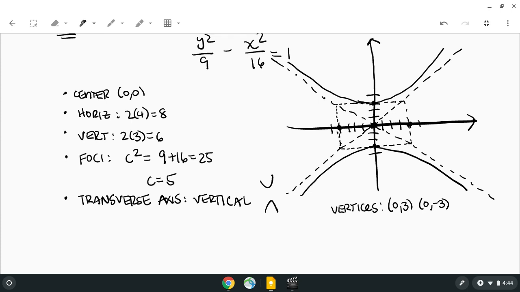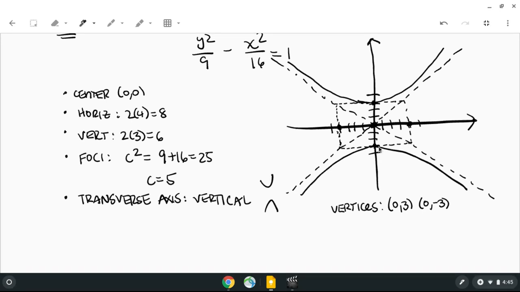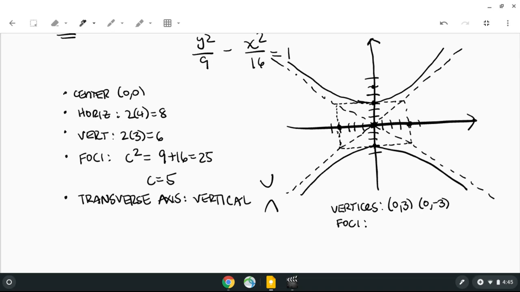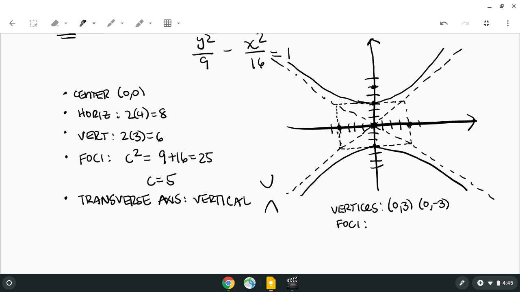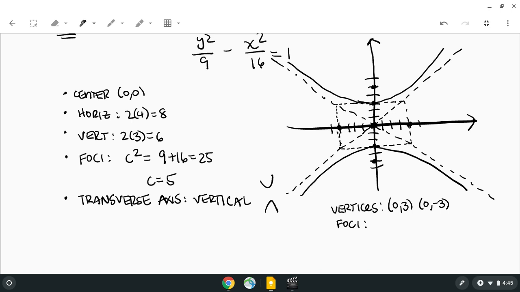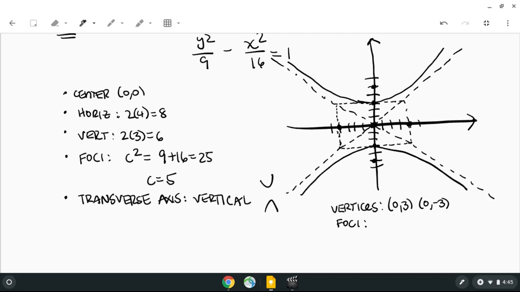Okay, the foci is 5, so 1, 2, 3. So remember, the focus points are inside these parabolas. So 1, 2, 3, 4, 5. Okay, so we can see we have one at 0, 5 and another one at 0, -5.